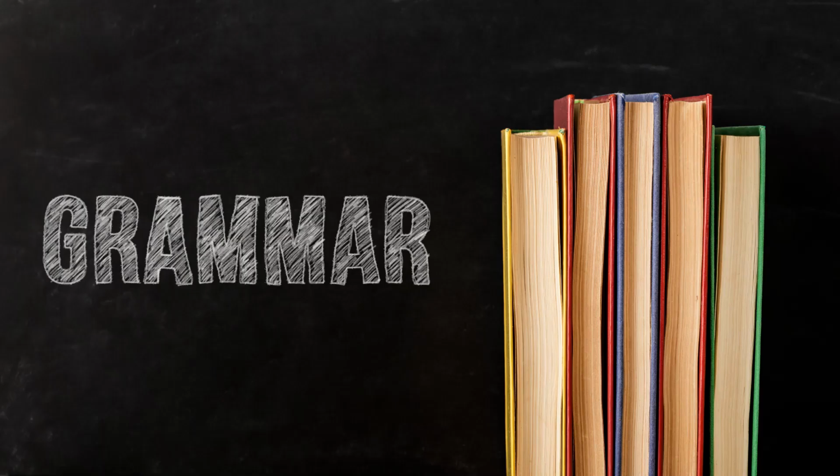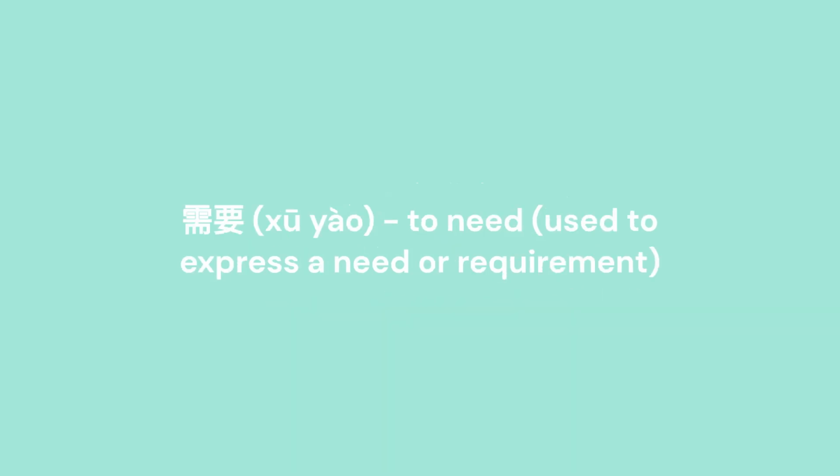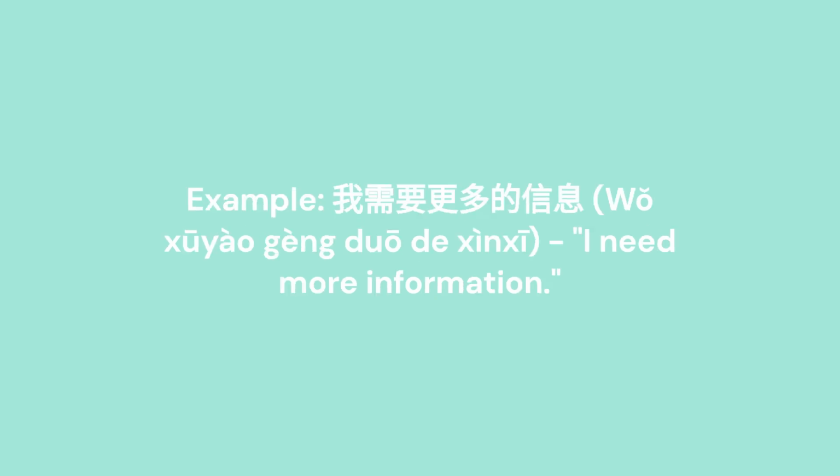Let's move on to some crucial business Mandarin grammar now. Liaojie, to understand or know, used to express understanding of a concept or idea. Example, 我了解你的想法, I understand your ideas. Xuyao, to need, used to express a need or requirement. Example, 我需要更多的信息, I need more information.